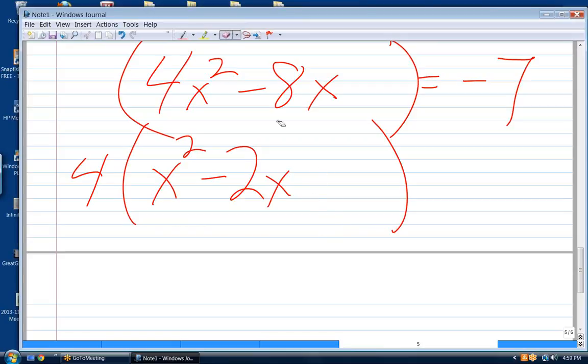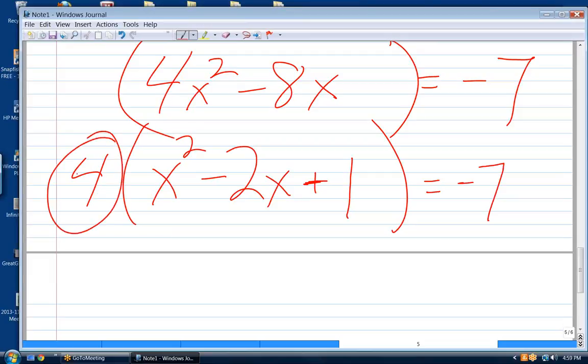Wouldn't you take half of this coefficient, and then square it? Square it and add it. Yep. So what am I putting here? 1. So when I wrote that 1 in, how much did I add to the left side of the equation? Just 1. Or 0. Actually 4.